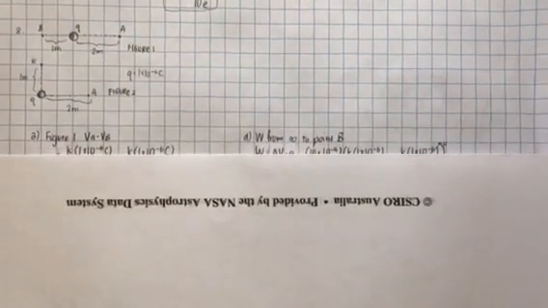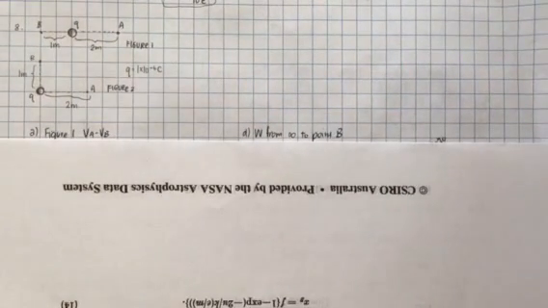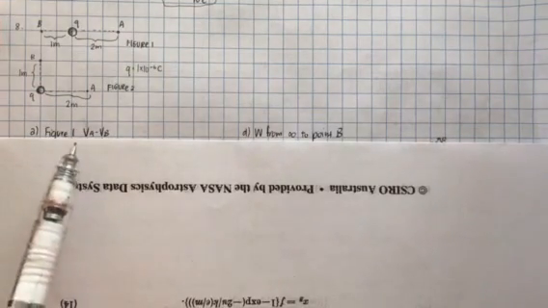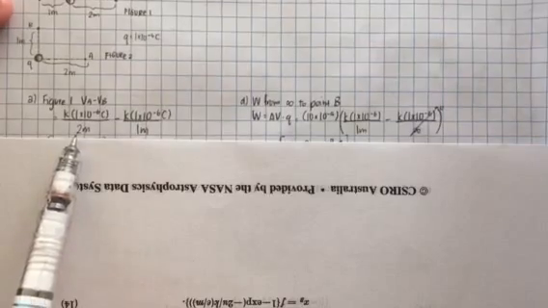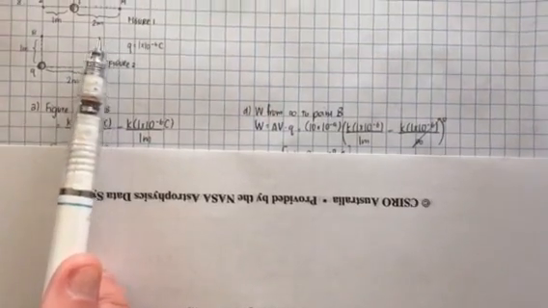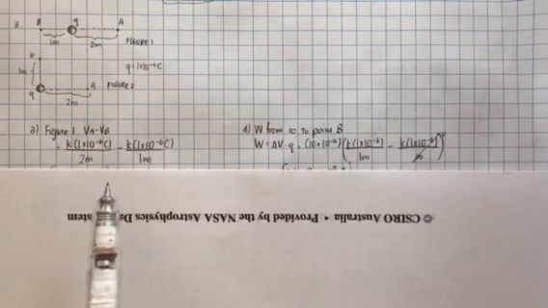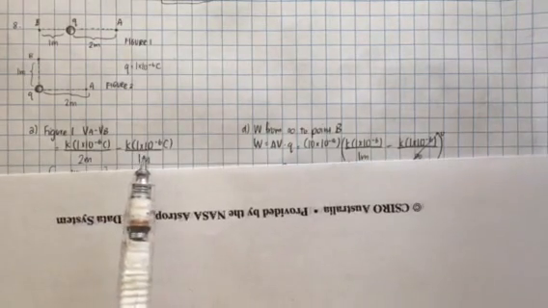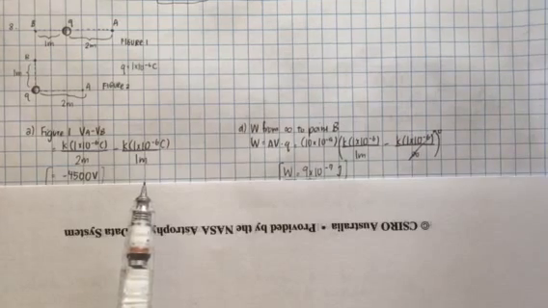So if you remember, the formula for potential is kQ over r. So we just plug in kQ over r for A and then for B. You can see for A, it's 2 meters, and then for B, it's 1 meter. And then you just plug that into your calculator. k, remember, is 9 times 10 to the 9th power, which gives negative 4,500 volts.